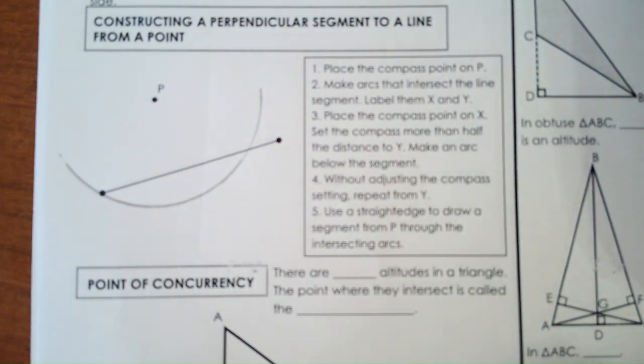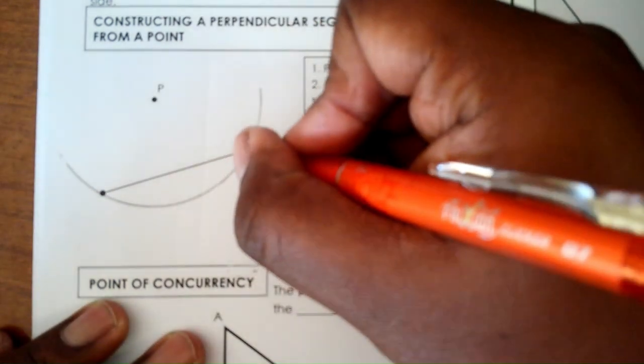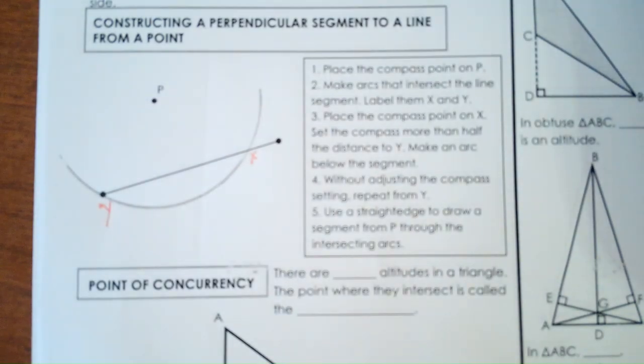Now, the two places that this intersected at for me, we're going to call X and Y. So I made an arc that intersected the lines, and I labeled X and Y. We're going to take our compass point and place it on X and set it to more than half the distance to Y. And we're going to make an arc below the segment.